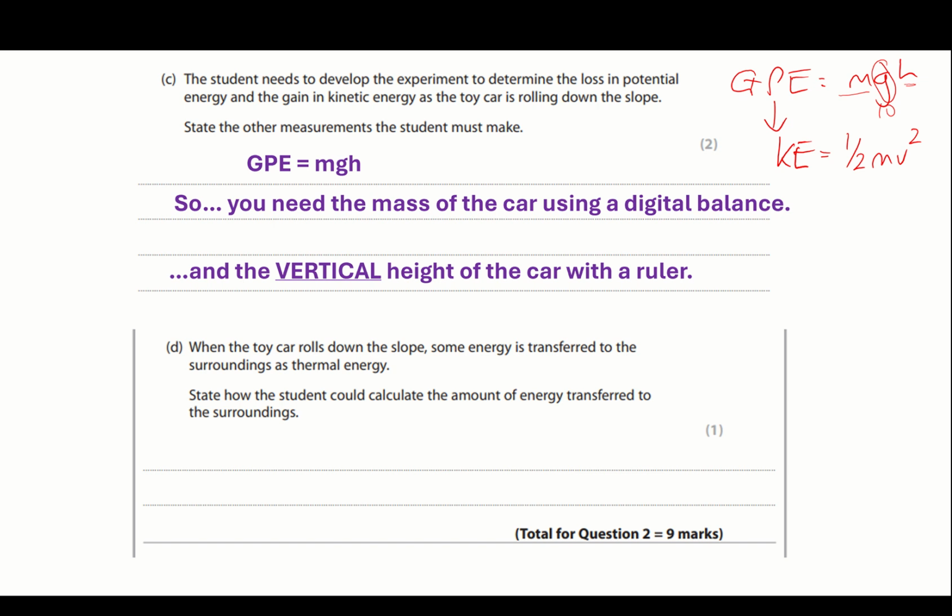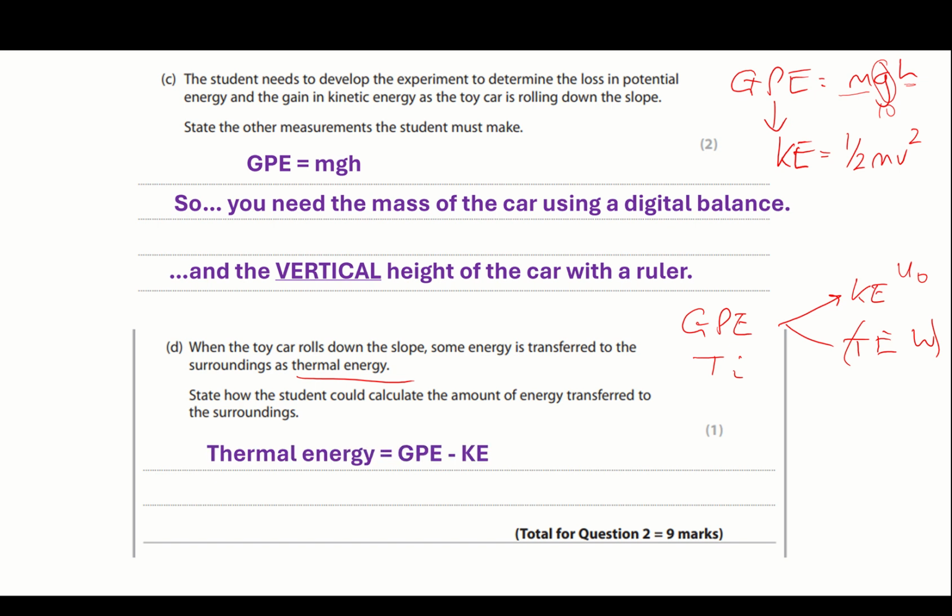When the car rolls down the slope, some energy is transferred. So we've got GPE going into kinetic energy and some thermal energy. This is the total input, that's the useful output, and this is the wasted energy. So the total energy take away the useful energy will equal the wasted energy. So thermal energy equals the GPE take away the KE.